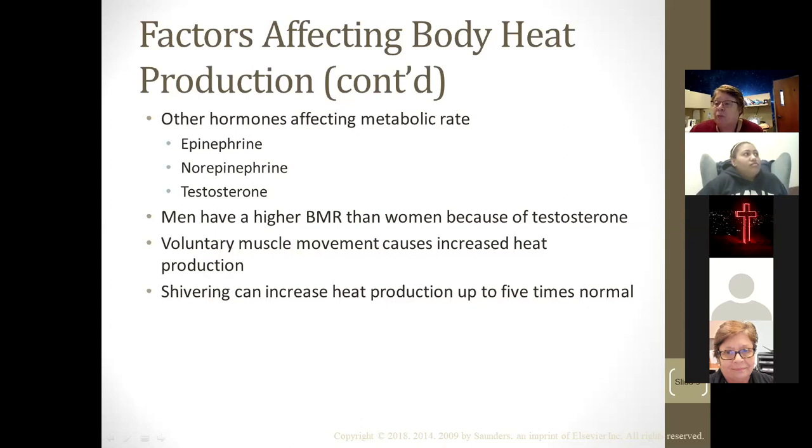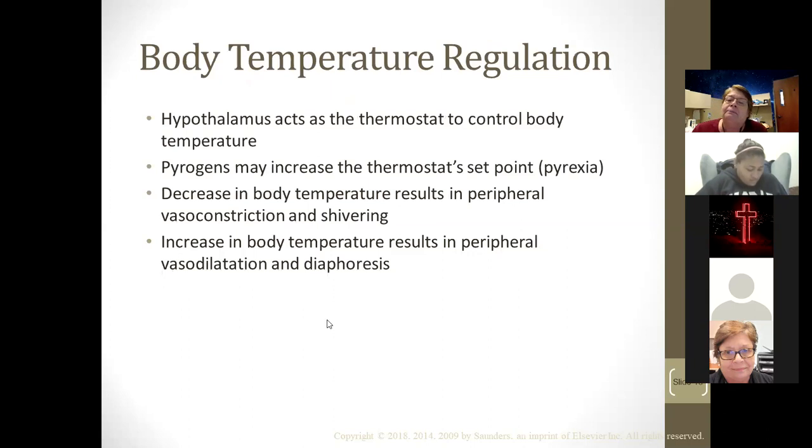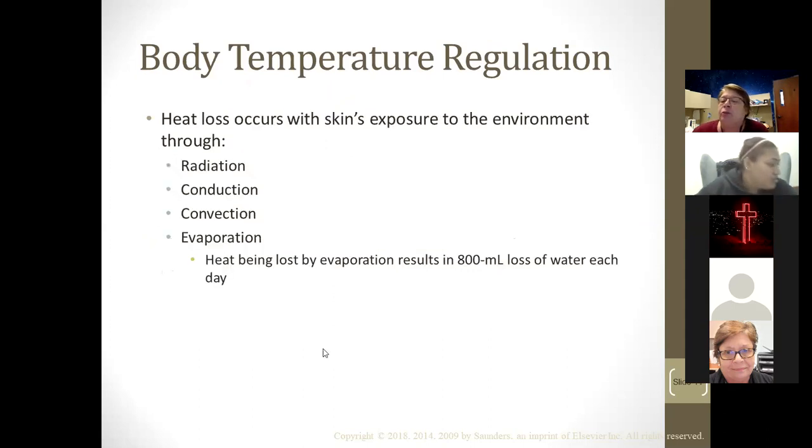Shiver, we're going to add more heat. Body heats itself up. And we do it through great means.